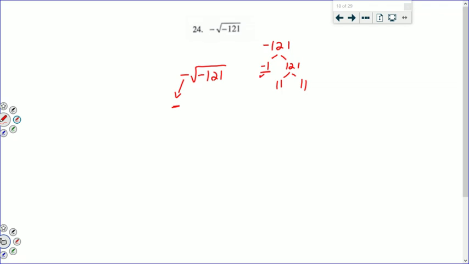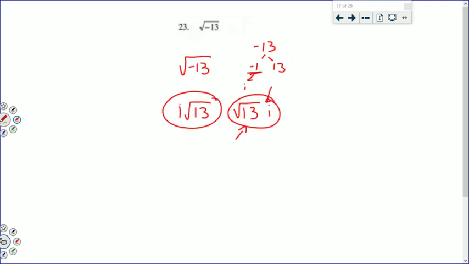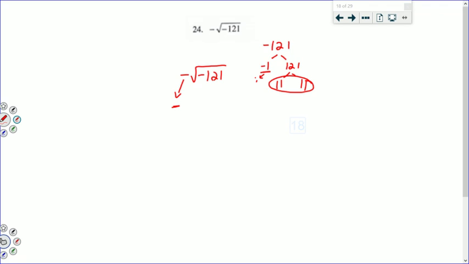So the negative 1 becomes i, and then we have a team of 11s to make it out. And there's nothing anywhere else, no other terms that weren't able to make it out from underneath the radical.